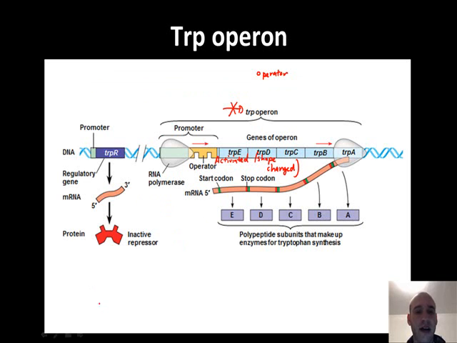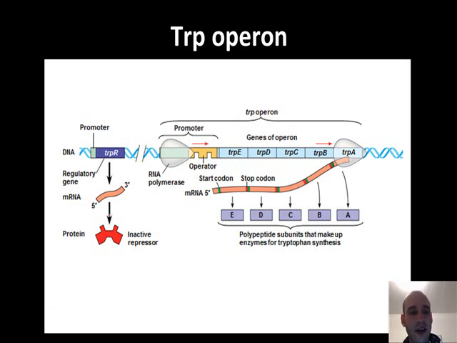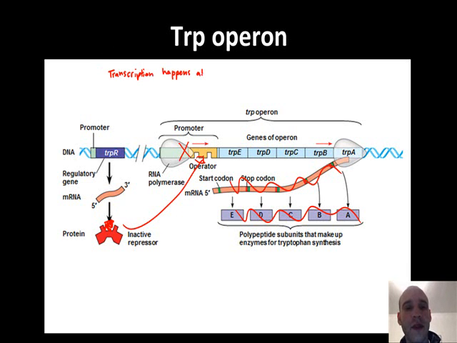If we go back and look at this in a little more detail, now this has something bound to it, so it's able to bind at the operator. RNA polymerase can't pass it. This mRNA is not made, none of these proteins are made, and no tryptophan would be made. One really important thing to think about is that essentially, until the repressor binds, transcription is happening all the time, unless the repressor is bound.